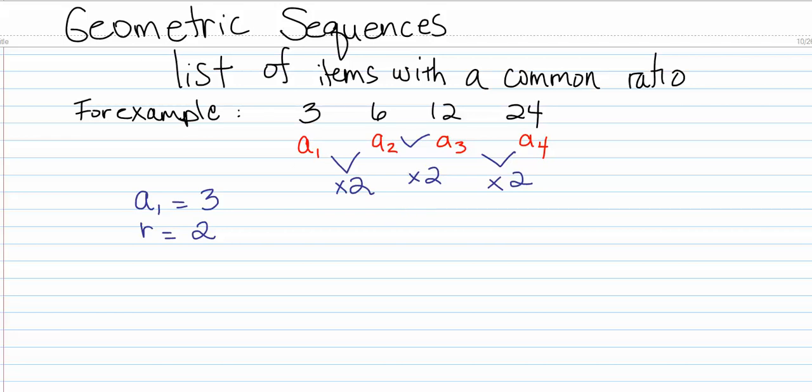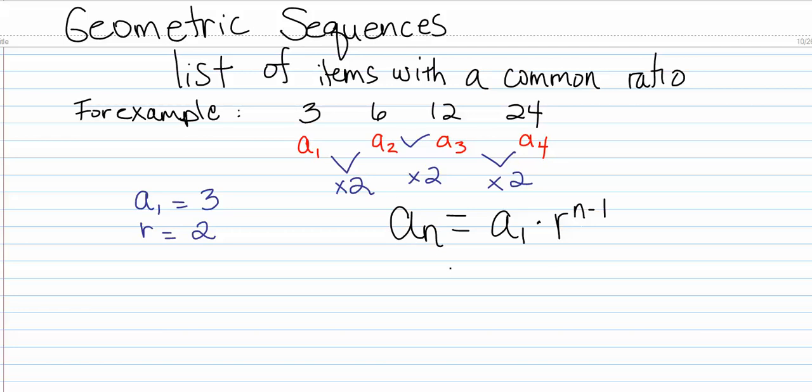So our formula for finding any term in a geometric sequence will be a sub n. And again, a sub n is the value of the item in the list that you're looking for. A sub 1 is going to be the first term. And that first term is going to get multiplied by the common ratio raised to the n minus 1 power. So if I want to find the 16th term, that means I'm going to multiply that common ratio together 15 times. Here I found the fourth term, and I only needed to multiply by a 2 3 times. So that's why it's n minus 1.